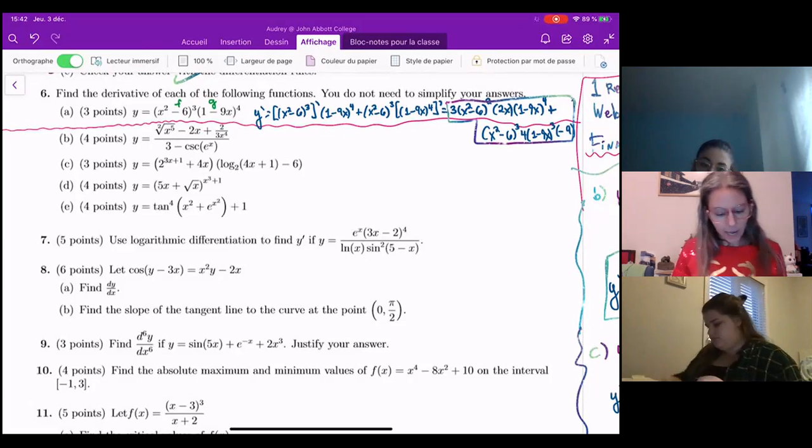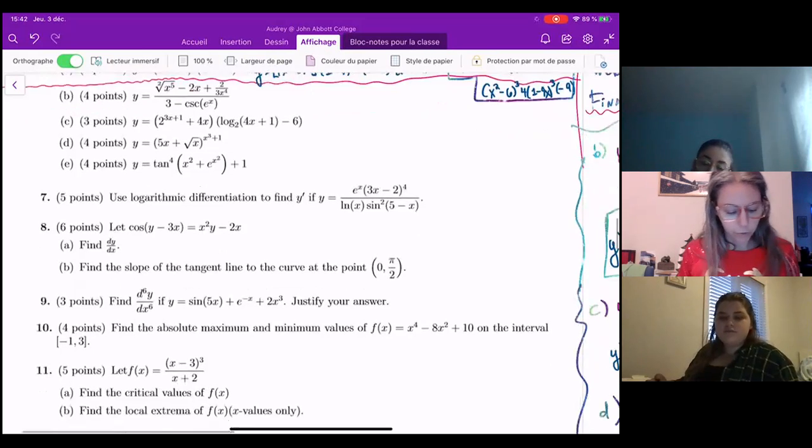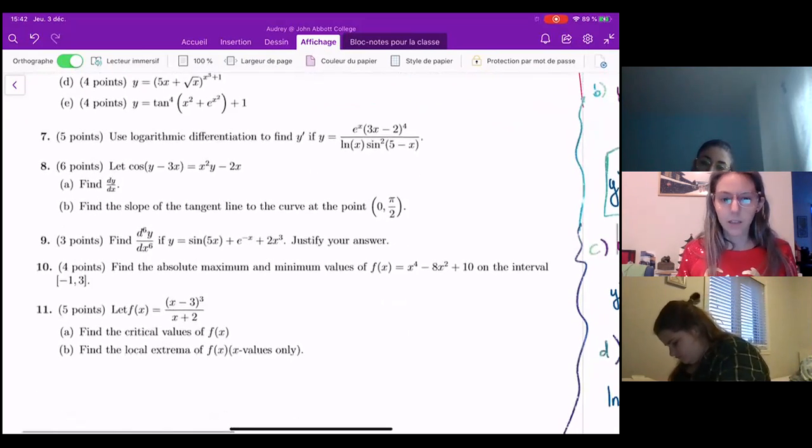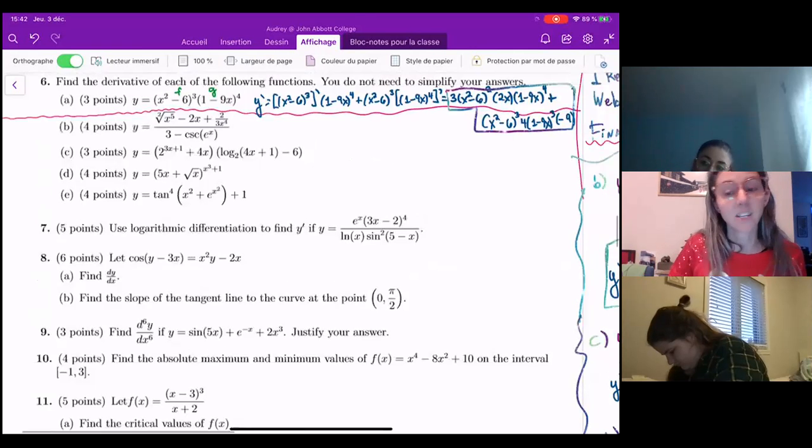So we're going to end today, and next class we will continue. We'll do logarithmic differentiation, and then we'll move into the portion of the class that you guys just had on your mock test. That is all for today.